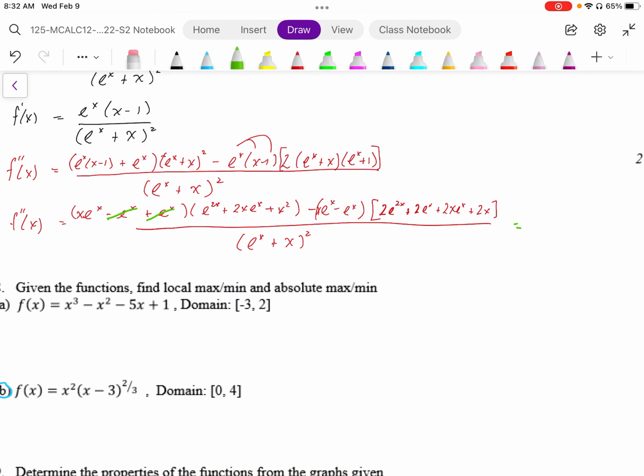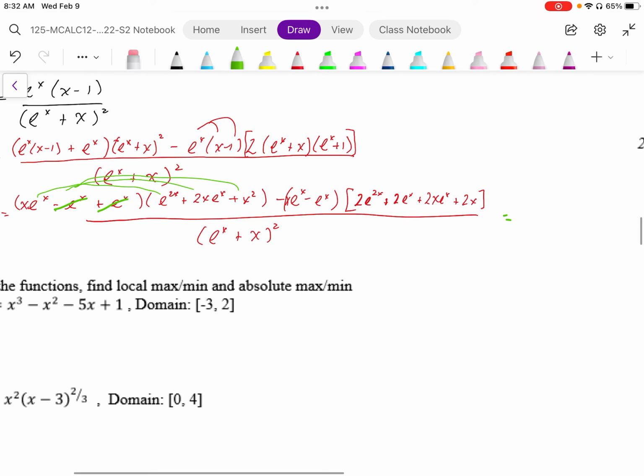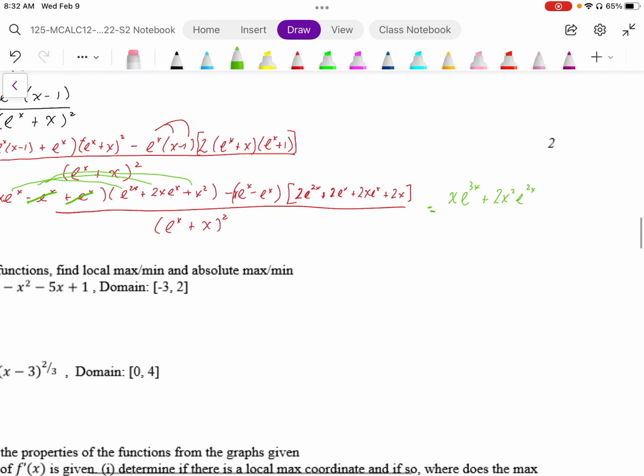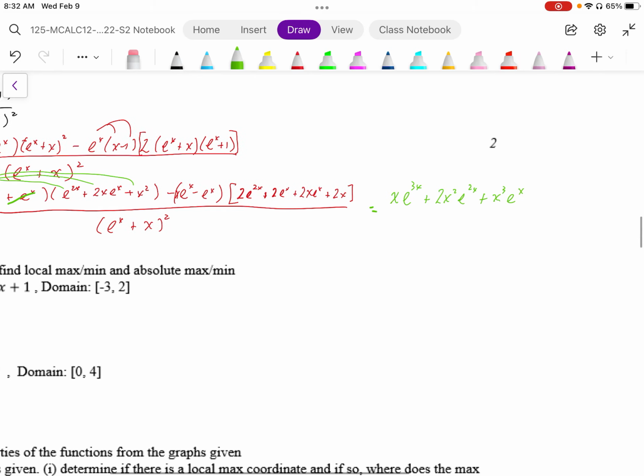Okay, so I'm going to end up with e to the x. This expanded into that bracket, right? So I end up with, I'm just going to make sure I have done it properly here. It's going to be x e to the 3x, and then it's going to be plus 2x squared e to the 2x. Okay, and then it's going to be x cubed e to the x. So that's the first set.